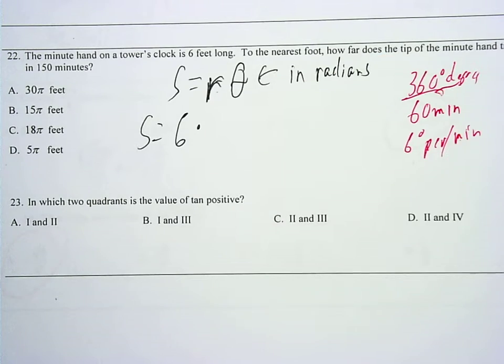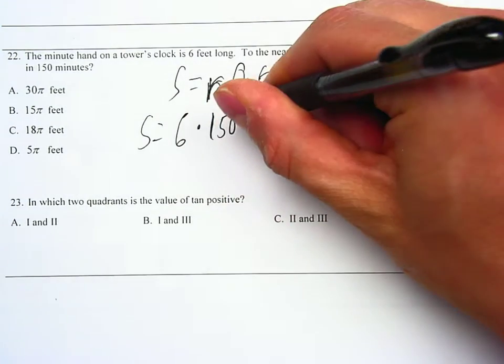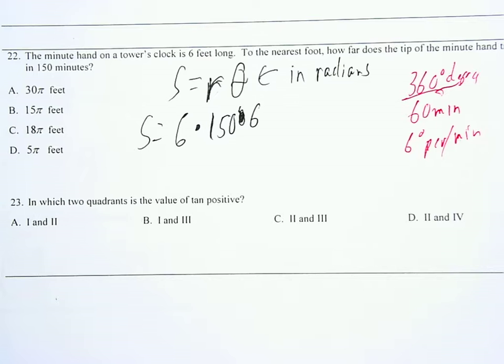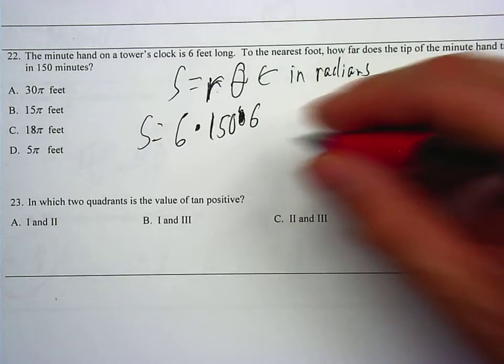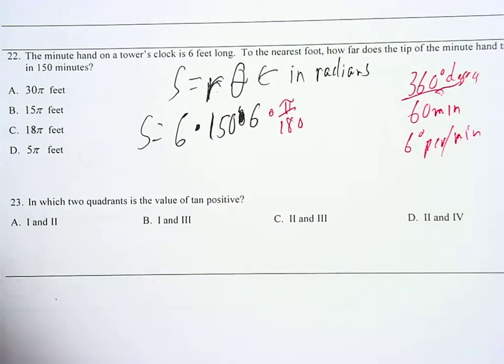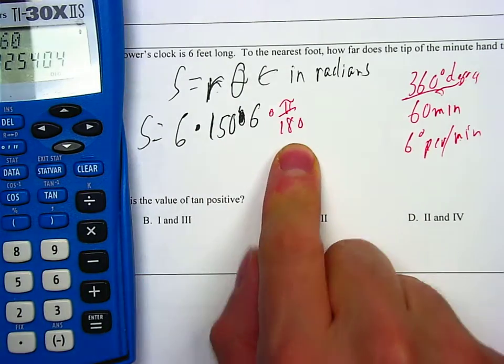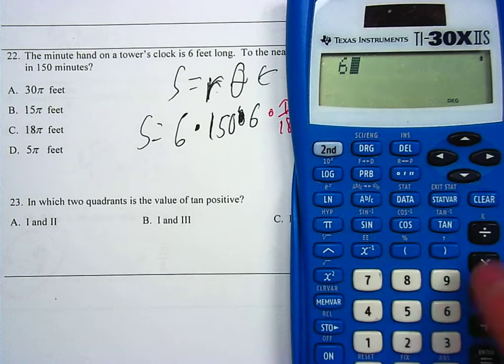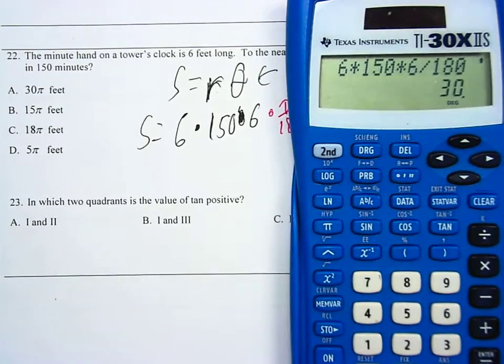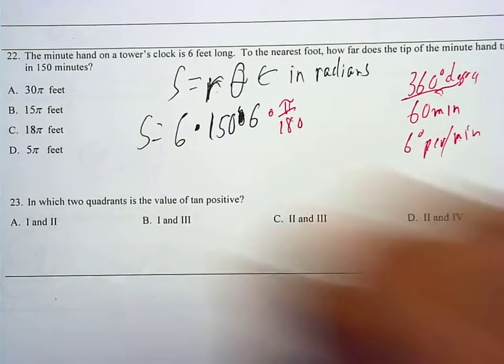So I'm going to take my minutes, and I'm going to times them by 6. 150 minutes multiplied by 6 degrees. Now that's going to give me my angle in terms of degrees, not radians. So I'm finishing this out, I'm going to times by pi over 180 to make my angle into radians. Now the pi is going to be left in the finished answer. So I'm only going to multiply the 6, the 150, the 6, and then divide by 180 here. 6 times 150 times 6 divided by 180. 30 pi feet is the distance that this clock has traveled.